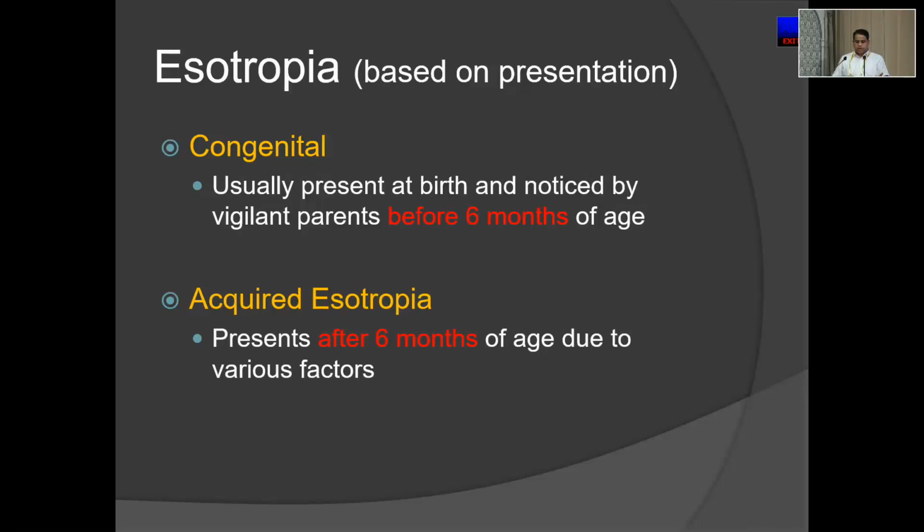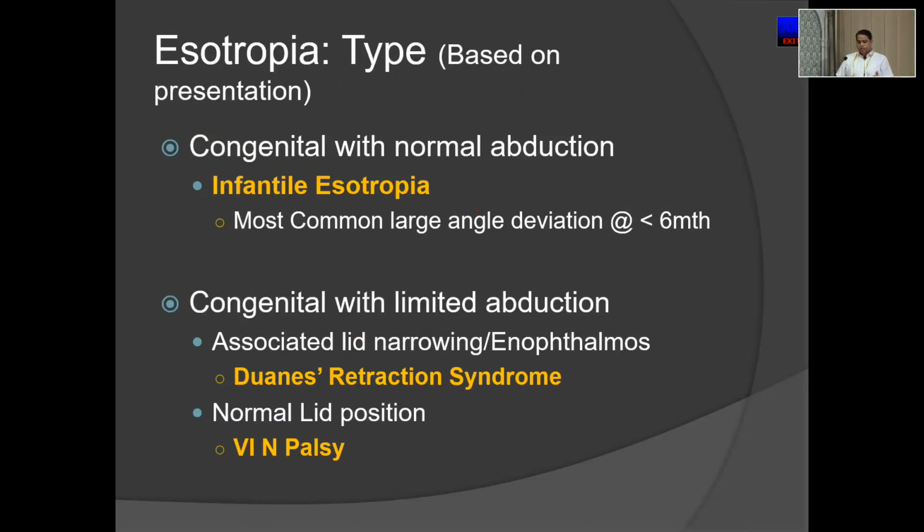Esotropia can be congenital or it can be acquired. If it's seen with a history of less than 6 months, it is congenital. More than 6 months, we put it into the acquired category. Congenital esotropias can be infantile, and it's one of the most common types of esotropia. In congenital esotropias, if there is also a limited abduction, then it can be Duane's or it can be sixth nerve palsy. Duane's, Dr. Miglani has already discussed.